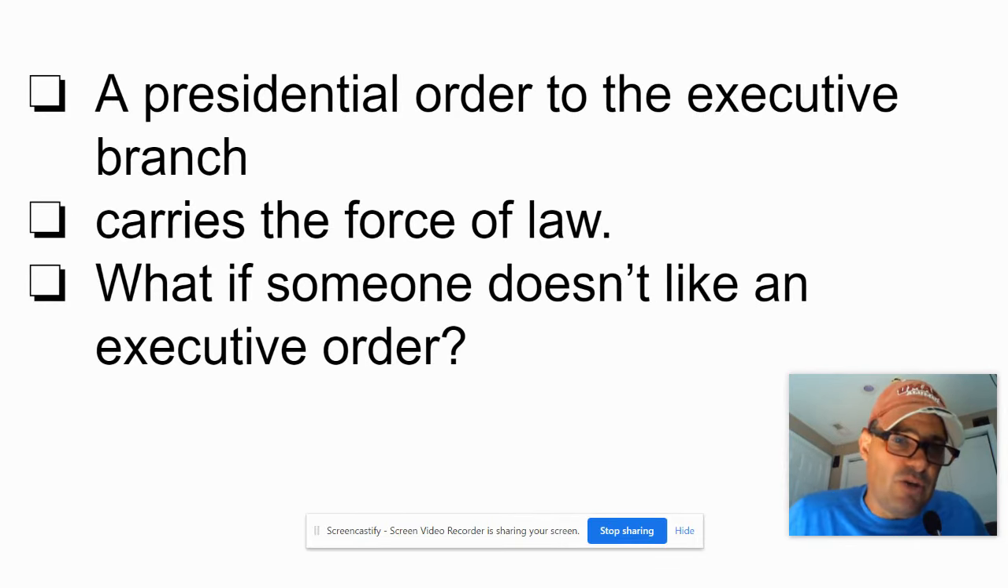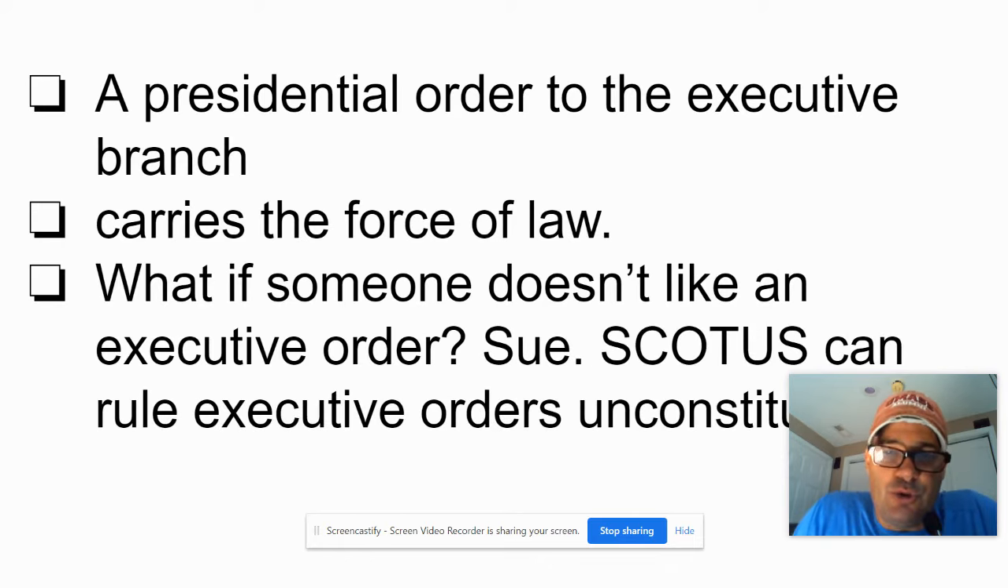Now, the question is, what if someone doesn't like an executive order? Okay, well, one, the next president could get rid of it. All right, that's one thing. But there actually is a more practical reason if you don't like an order that a president puts out. And this happens all the time. And that is you can sue. You can sue in court.